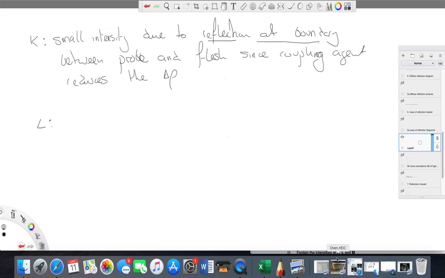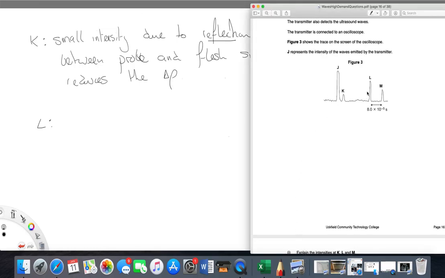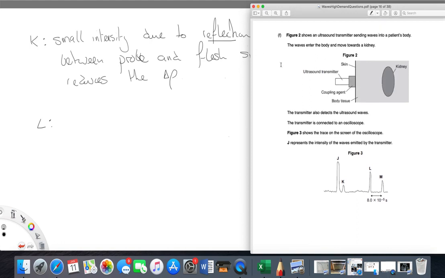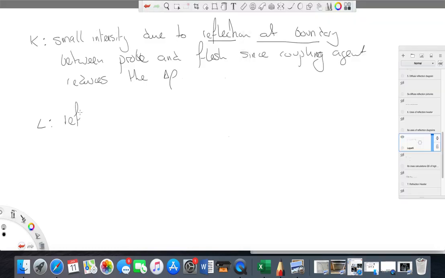L then, well, let's look at L. L is happening because the waves are reflecting from this boundary, and this is a big difference in density. So L then, we have reflection on entering the kidney. And we have a larger difference in density here.